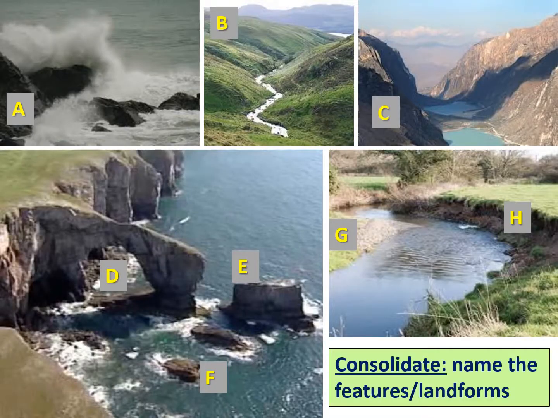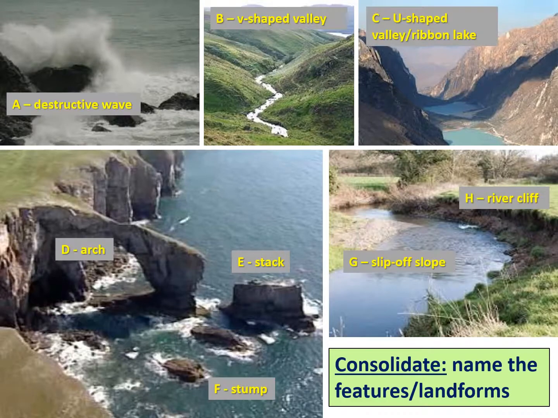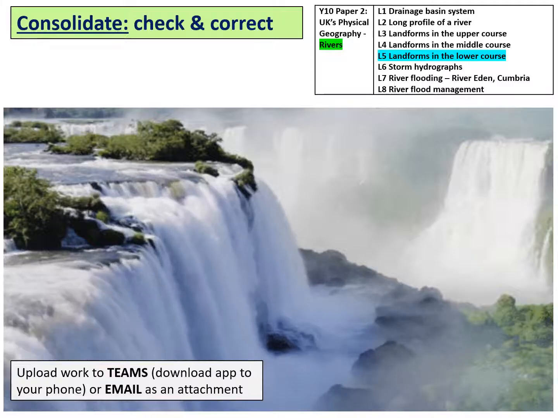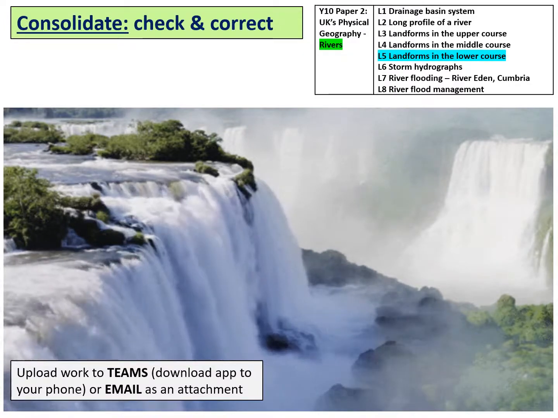To finish the lesson, please pause the video, have a look carefully at the photos in front of you. I want you to name the features or landforms. Most of them are landforms, apart from A, which is really a process, I suppose. Here are your answers. In the next lesson, lesson 5, we look at the landforms in the lower course as the river finally meets the sea at the mouth.